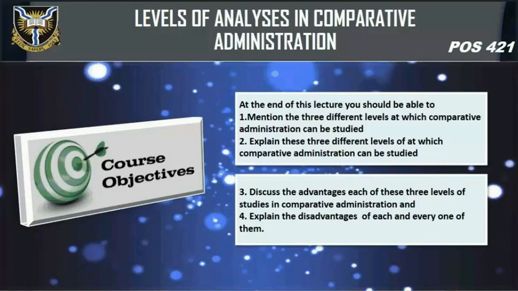Course objectives. At the end of this lecture, you should be able to: 1. Mention the three different levels at which comparative administration can be studied. 2. Explain these three different levels at which comparative administration can be studied. 3. Discuss the advantages of each of these three levels of study in comparative administration. And 4. The disadvantages of each and every one of them.